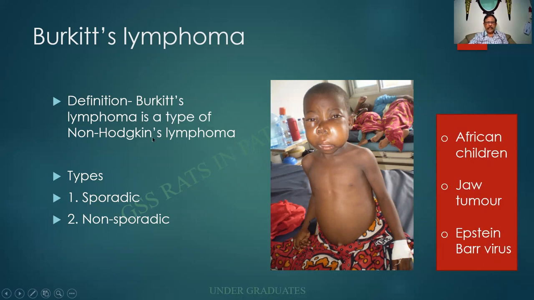Burkitt's lymphoma is a type of non-Hodgkin lymphoma. Lymphoma, there are two types. One is Hodgkin's, the other is non-Hodgkin's. This is a type of non-Hodgkin's lymphoma, more common in African children. It is commonly present in the region of the mandible or the submandibular nodes, etc. And there is a huge mass that is seen, so much so that it is sometimes described as a jaw tumor.